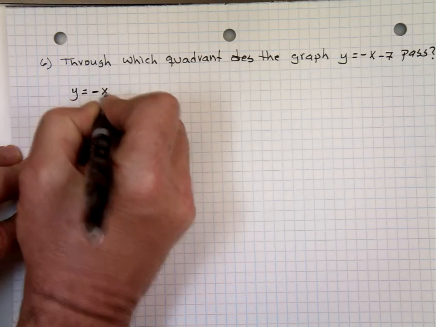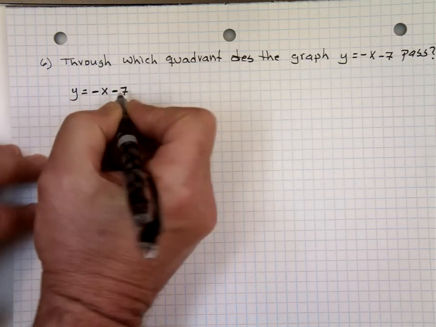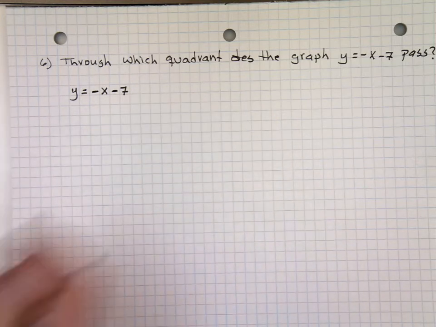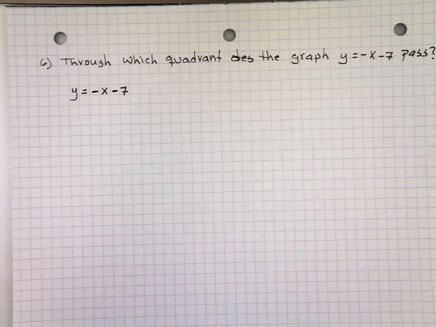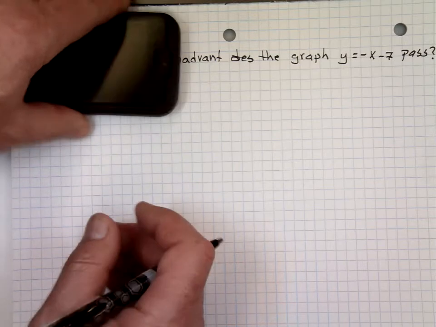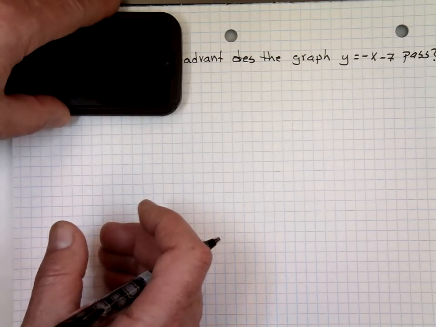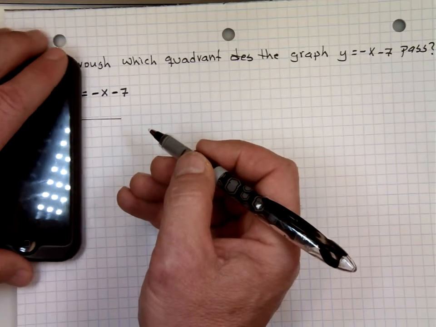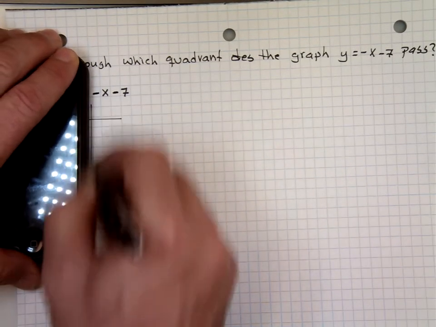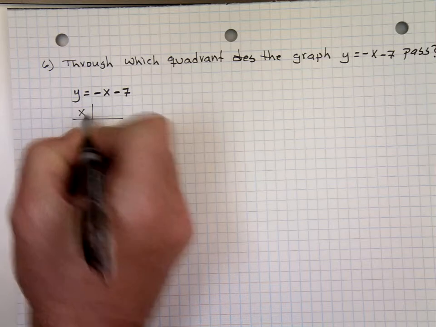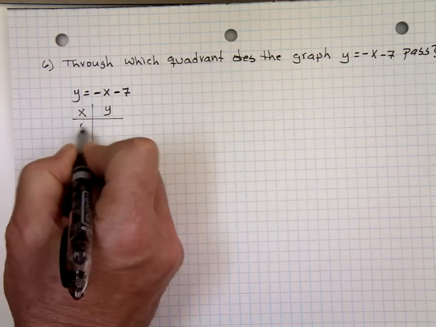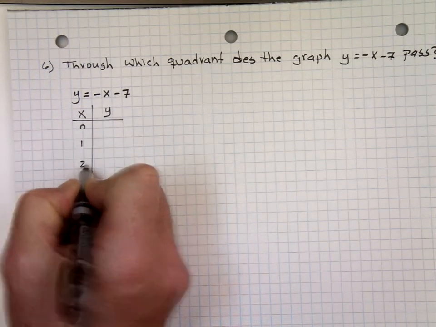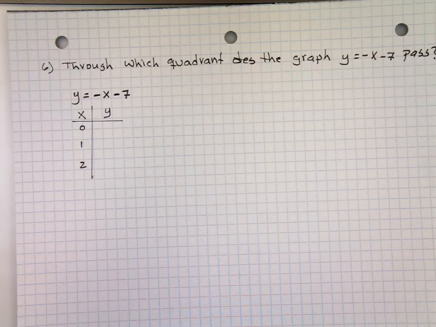What's the easiest way? You can do the x and y intercepts. You can do that. Probably even easier if you just make a table, pick values for x, and find the y value. Let's pick 0, 1, and 2. When you have y equals, that's probably the quickest way.